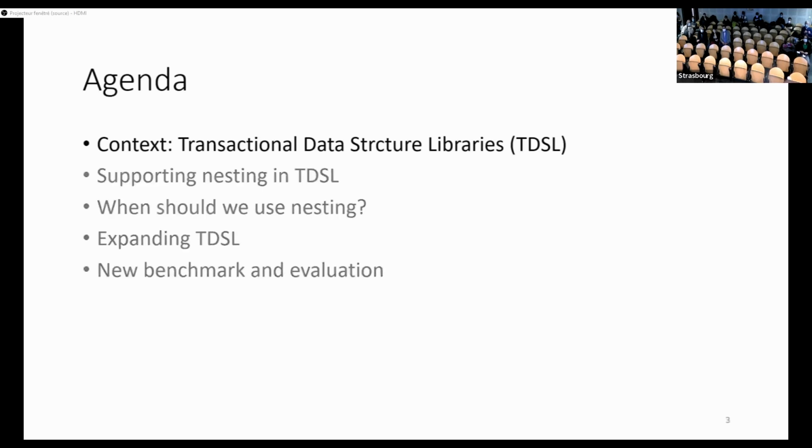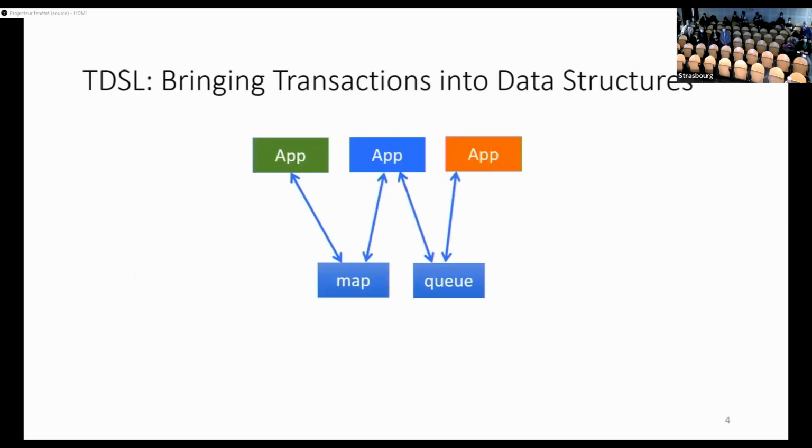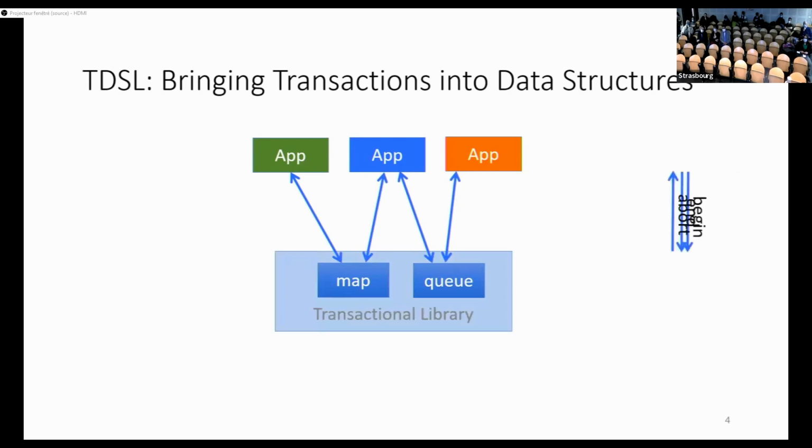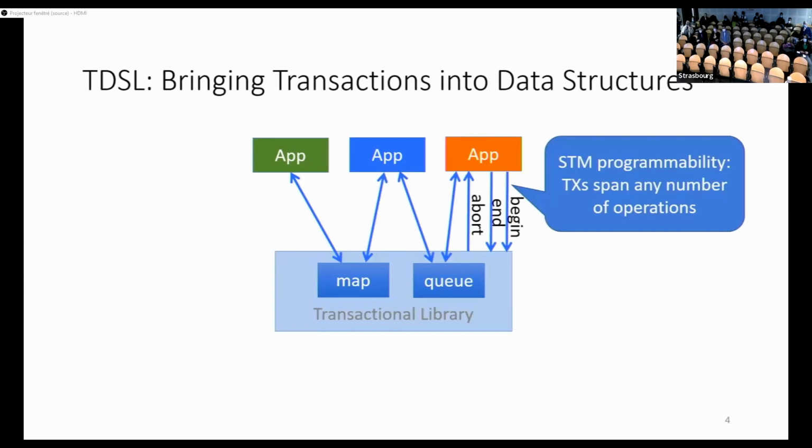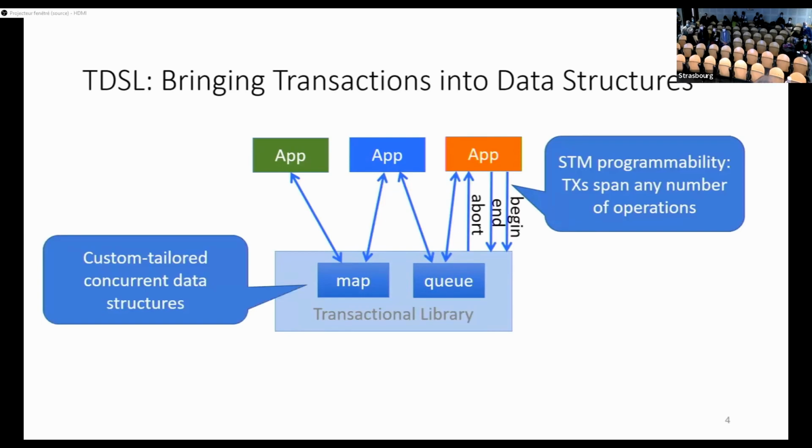So let us start with the context. Transactional data structure libraries were made for applications using data structures to manipulate data. The TDSL concept was to wrap these data structures in a transactional library and provide some software transactional memory programmability, meaning you can have a transaction, so you hide the concurrency control from the user, and you may have as many operations as you want within the transaction. The thing about TDSL that differs it from regular STMs is that the data structures are custom tailored to be highly concurrent and effective.